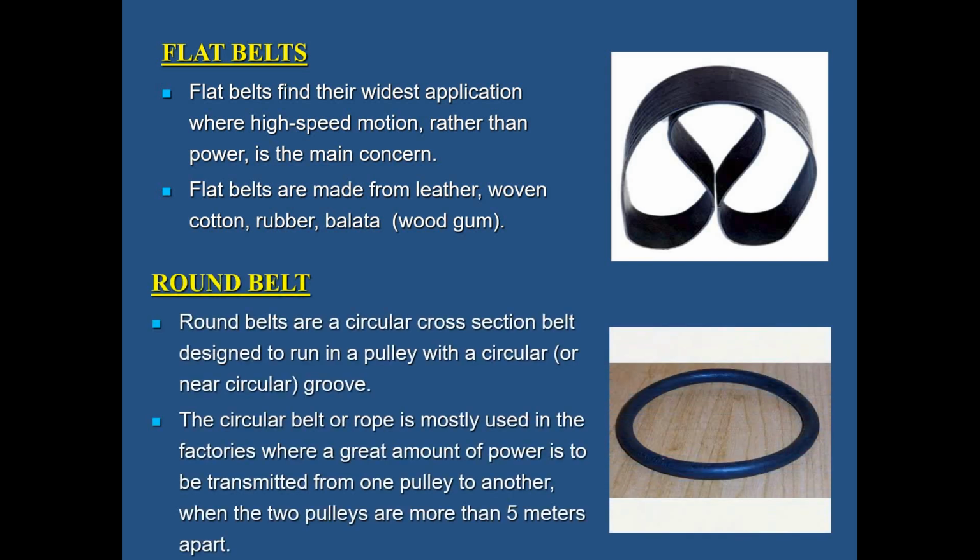A round belt, or circular cross-sectional belt, is designed to run in a pulley with a circular groove. In most applications it will be used, and the greater thing in a round belt drive is that it can have a shaft distance of more than 5 meters, so we can use it for many kinds of applications.